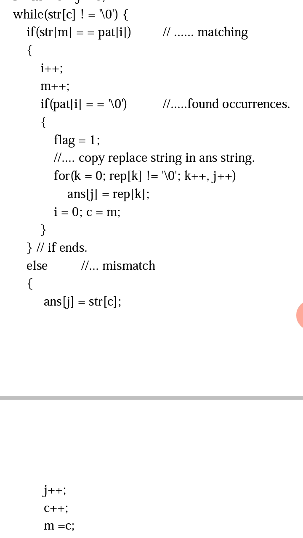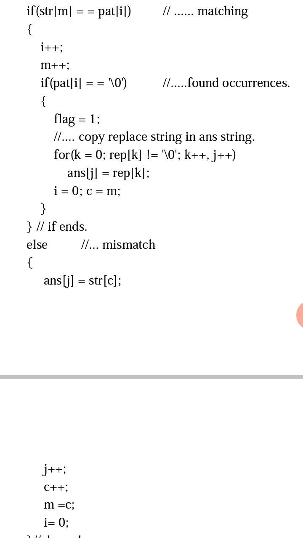And now I can increment only J and C. The reason behind that is we have stored a main string character to the answer string, and the indexes used for main string and answer string are C and J. Hence, we need to move to the next character for both strings. Hence, I have incremented J++ and C++.